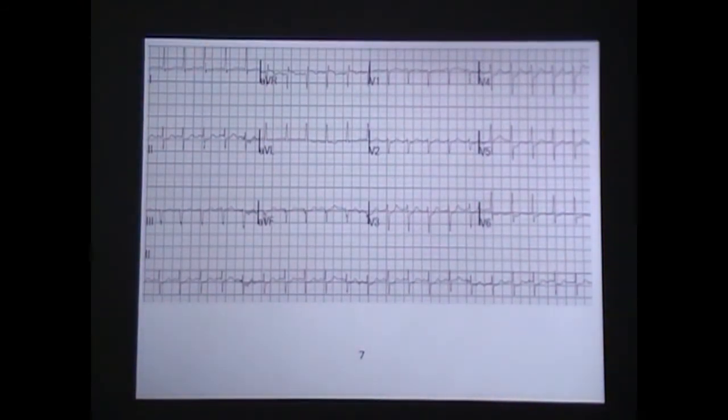QRS. It's the 3, it looks kind of wide. I don't know. How do you determine that? What lead do we primarily look in for? V1. So does it look wide in there? No. It's less than. QTc, less than half. I agree with that.